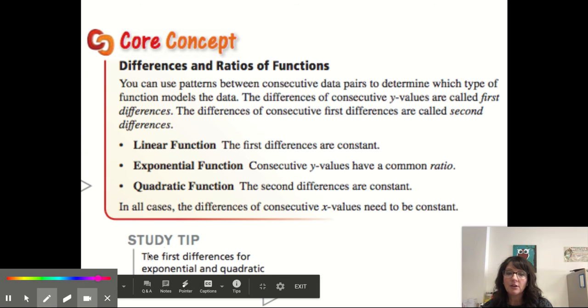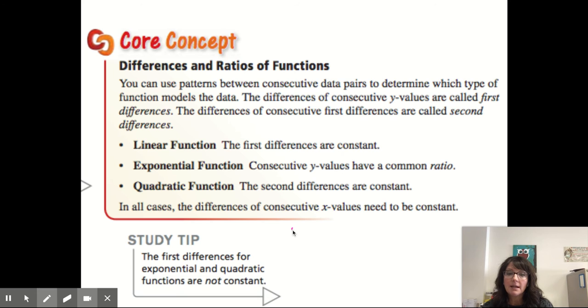It says the first differences for our exponential and quadratic functions are not constant. Okay, so when we do this, the first thing we're going to do is look to see if there's a common difference. And if there's not, we may look for a common ratio. And if there's not, we'll look for a common second difference. Okay, that's how we'll play this.